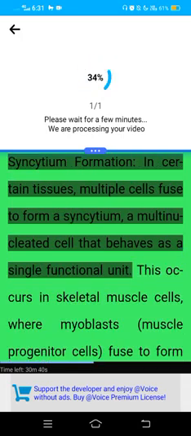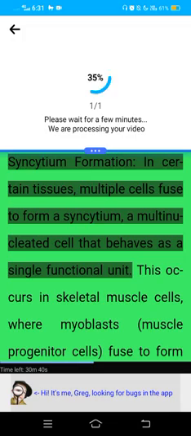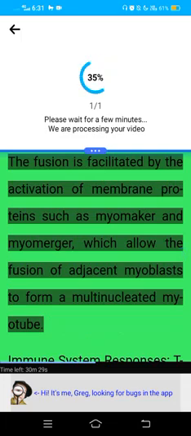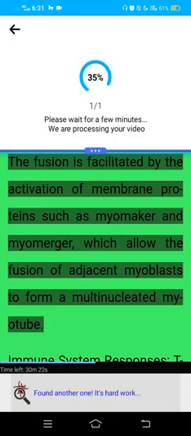Syncytium formation. In certain tissues, multiple cells fuse to form a syncytium, a multinucleated cell that behaves as a single functional unit. This occurs in skeletal muscle cells, where myoblasts, muscle progenitor cells, fuse to form multinucleated myotubes. The fusion is facilitated by the activation of membrane proteins such as myomaker and myomerger, which allow the fusion of adjacent myoblasts to form a multinucleated myotube.